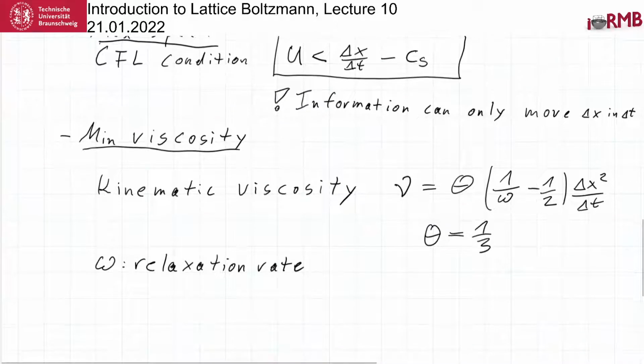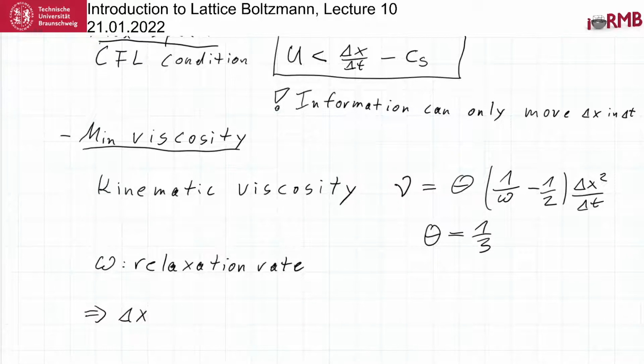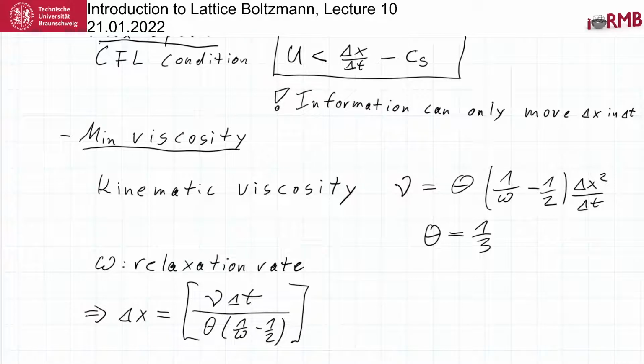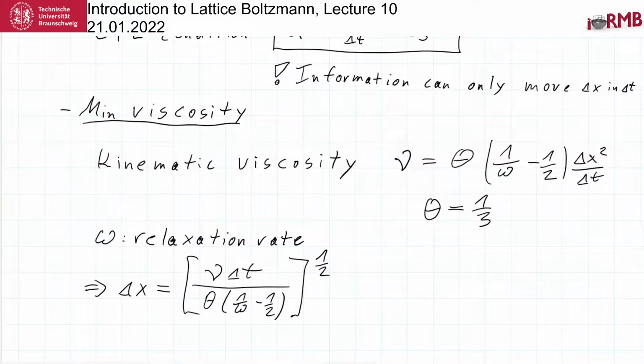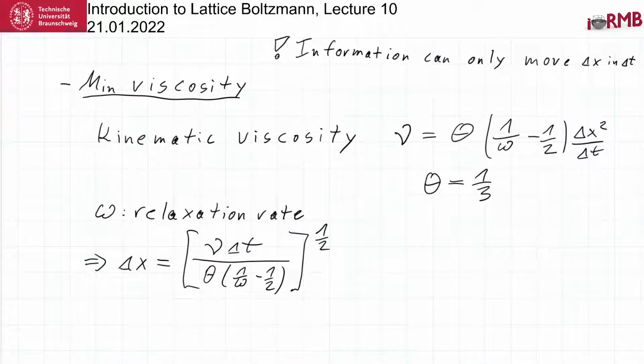And now we can solve this equation up here for delta x. So we see that delta x is nu delta t divided by theta times 1 over omega minus 1/2, and all of this to the power 1/2, the square root. So this is just a rearrangement, and so we see the way that delta x depends on viscosity and delta t and the parameter omega, which of course we can choose freely. Nu, of course, we cannot choose freely.